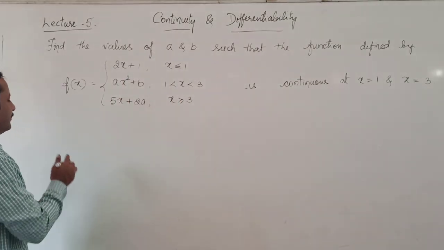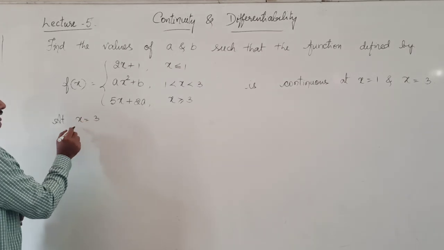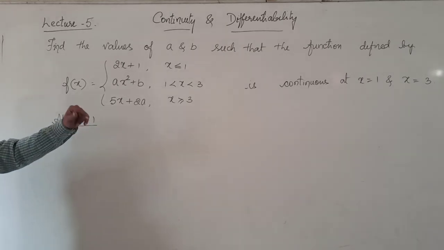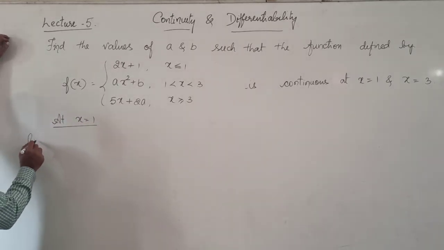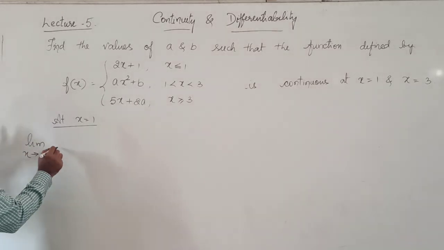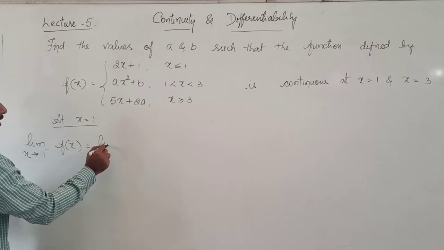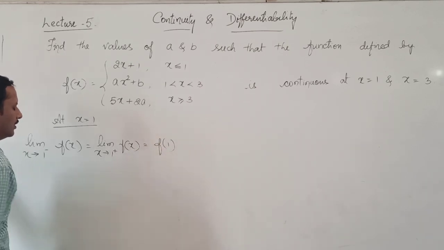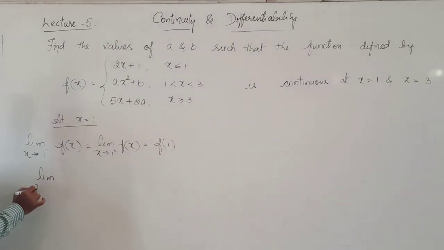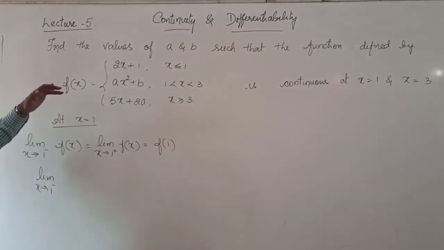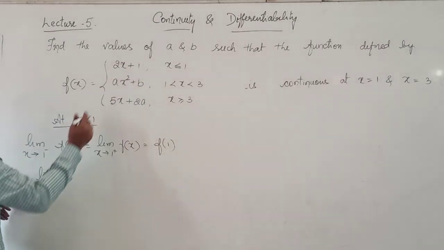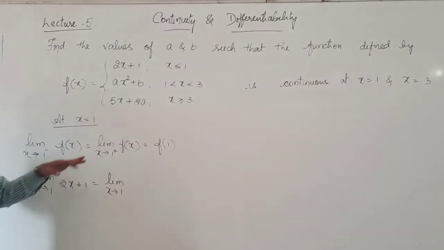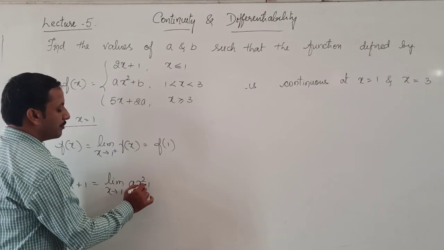So, first I'll consider x equal to 1. At x equal to 1, since it is continuous at x equal to 1, I can write left hand limit is equal to the right hand limit is equal to the function value. Left hand limit: limit x tends to 1 minus f of x, x is approaching 1 from left side. When x approaches 1 from left side, the function is defined as 2x plus 1. When x approaches 1 from right side, the function is defined as ax squared plus b.